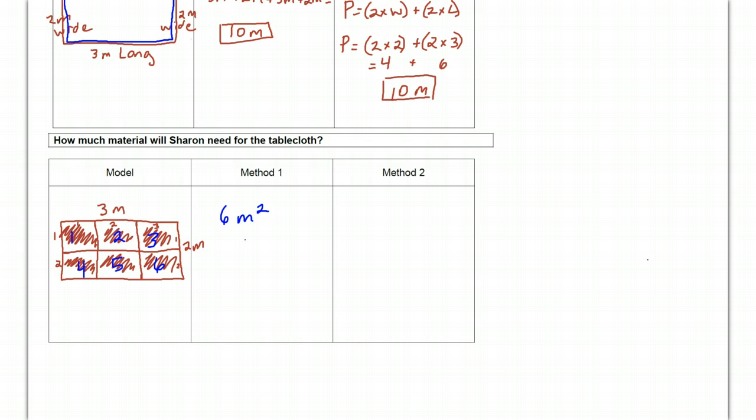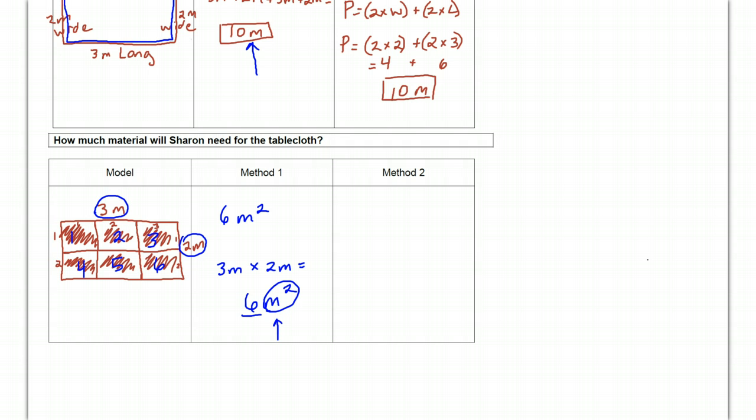Now I think that's something else that you should see that's fairly obvious: you have these 3 meters by 2 meters. 3 meters times 2 meters equals 6 meters squared. 3 times 2 is 6. Meter times meter would be meter squared. Area is always a square value. Perimeter, on the other hand, is just going to be meters. Area is going to be meters squared.